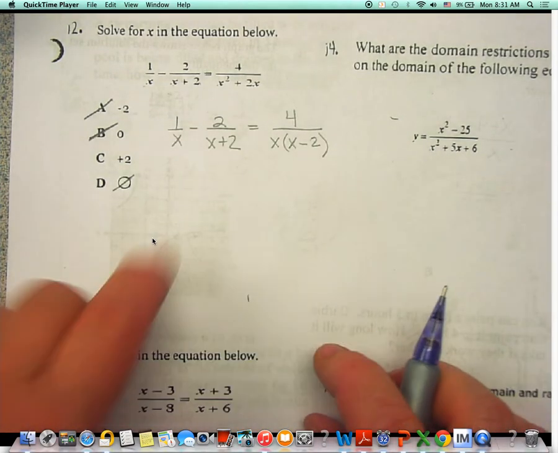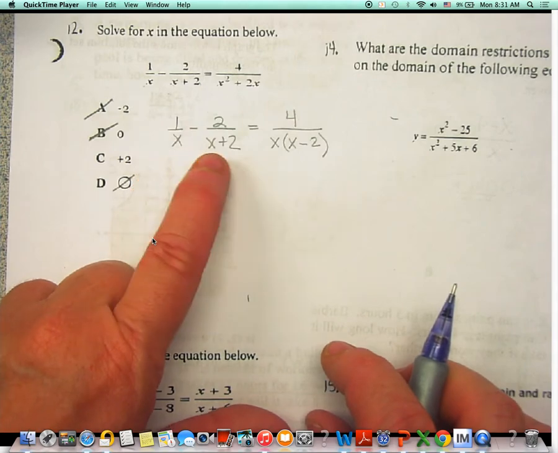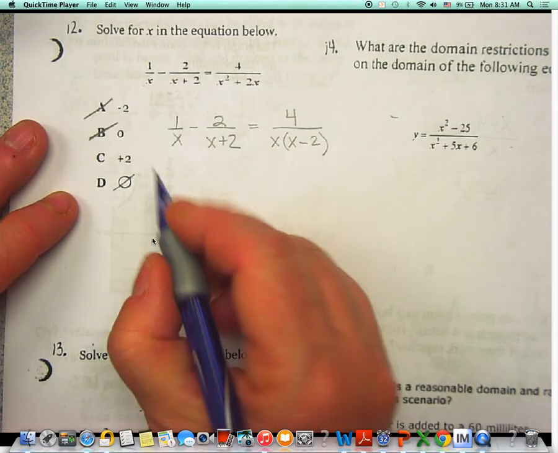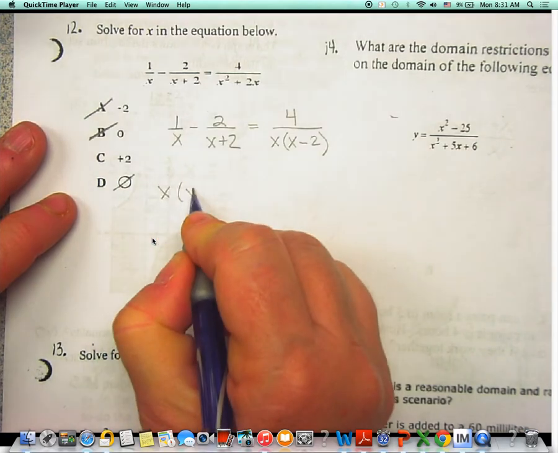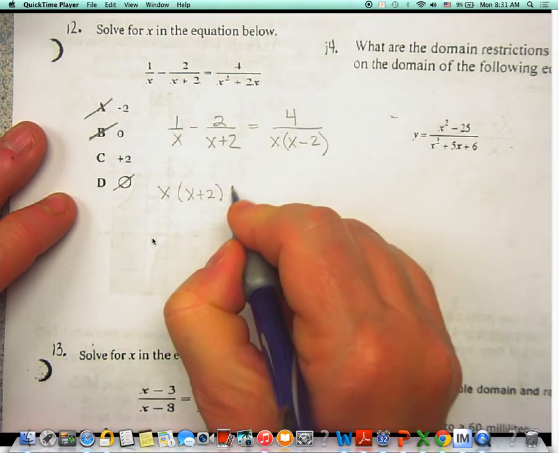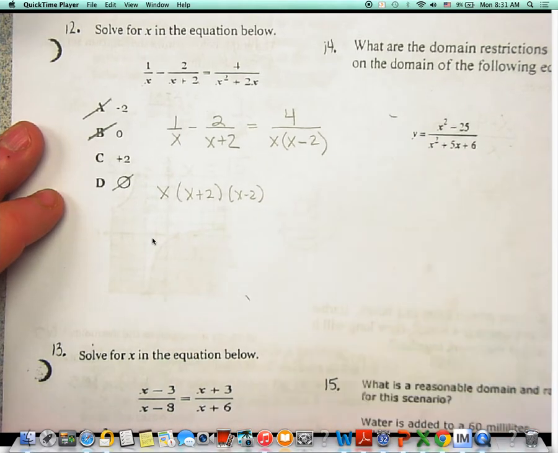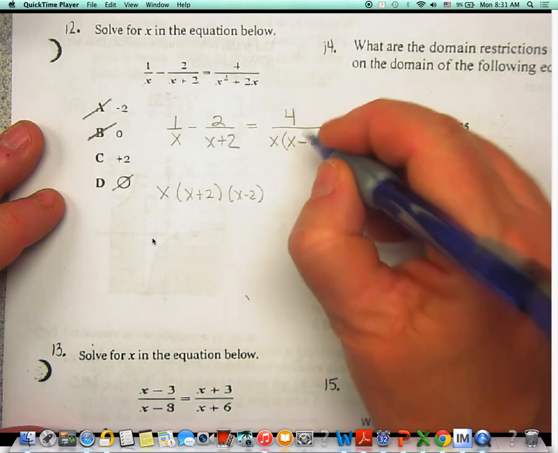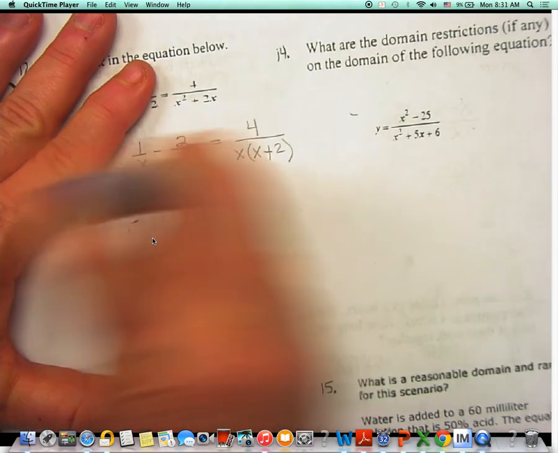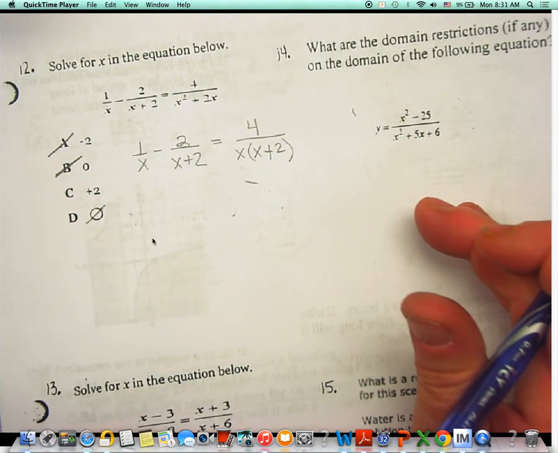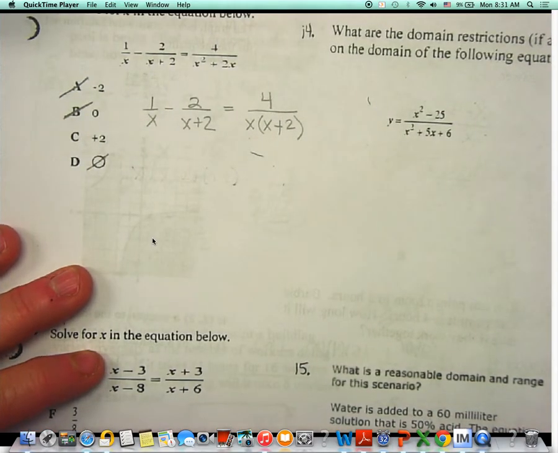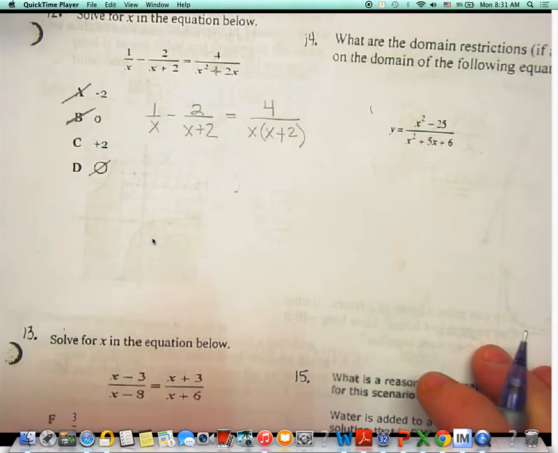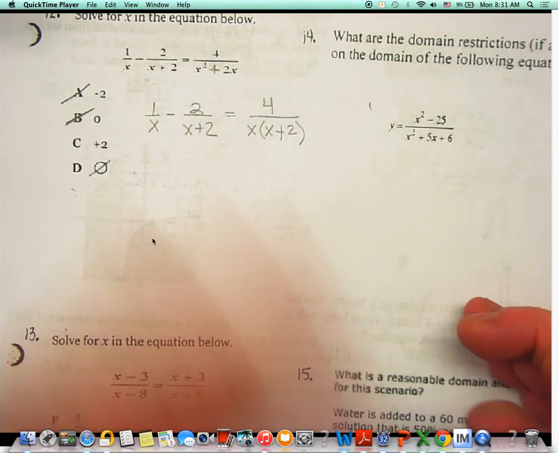Okay, so we're going to multiply everything by x and x plus 2 and x minus 2. Okay, so we're going to have x, x plus 2, x minus 2 like that. Why did you do -2? Because of this one right here. Oh, is that a plus? Yeah. Oh, good. I'm so glad. It makes it much, much easier. I'm sorry, I thought that was a minus. That's a plus. Okay. That's much better.